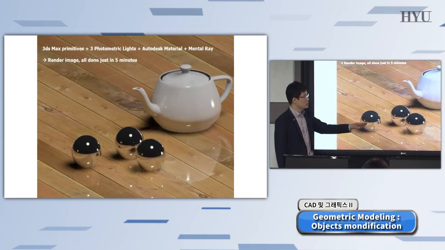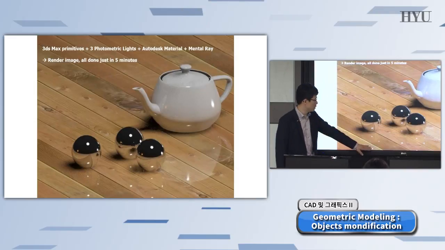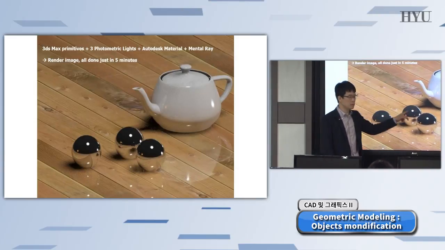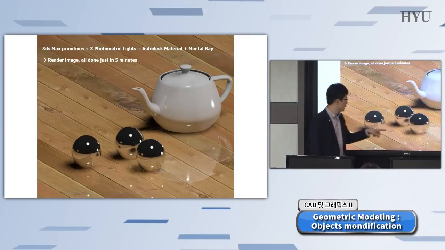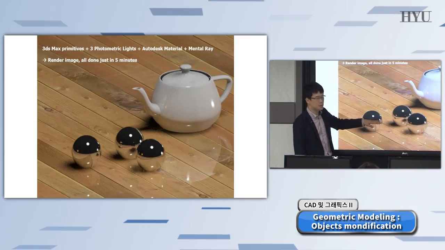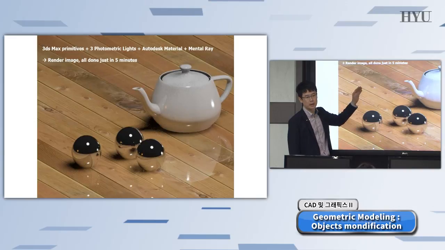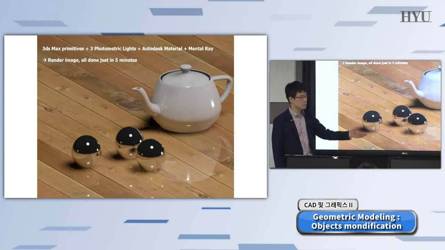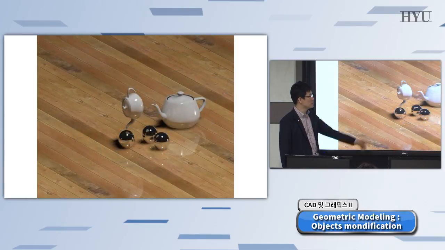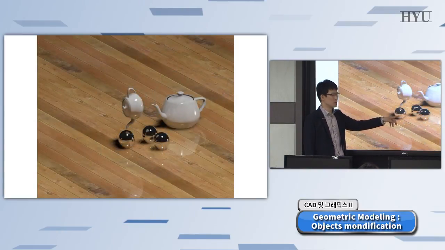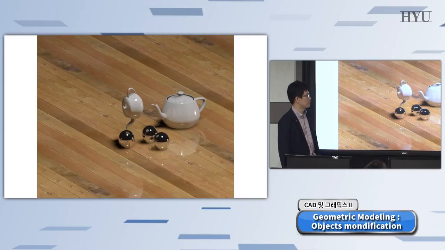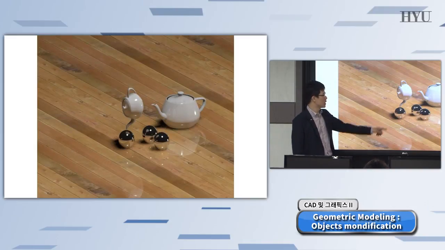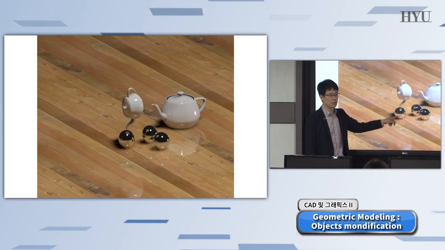So all of these are primitives, okay? One single plane, 3 spheres, 1 teapot, an Autodesk material, 3 lights, and just a default black environment. But anyway, it looks sort of photorealistic. But this one shows it's not an actual picture. This one proves that this is computer graphics, okay? No one can make this happen in reality.